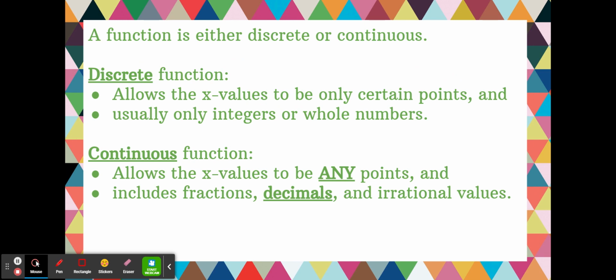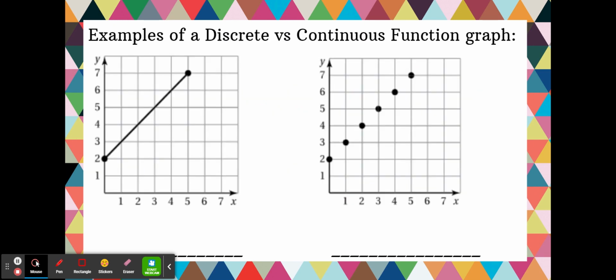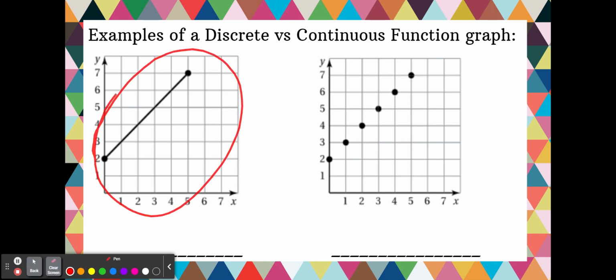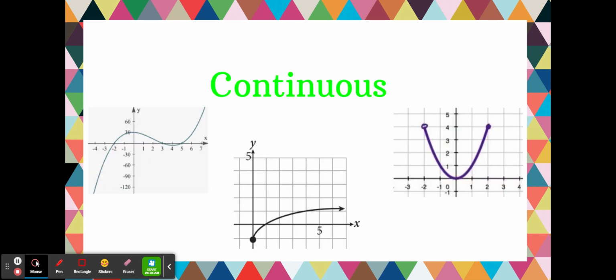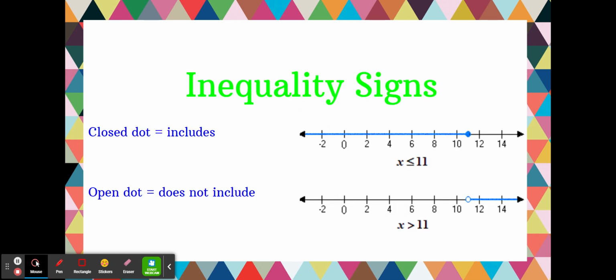So again, discrete allows the x values to be certain points and is usually only integers and whole numbers. A continuous function, that's what we're going to focus on today, allows x values to be any points and can include fractions, decimals, and irrational values. So our continuous would be this here. This would be considered our discrete. Our continuous is a line. Discrete is something we count. So we're going to focus on continuous today.